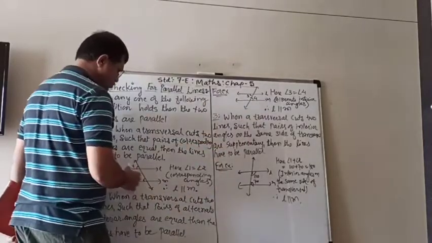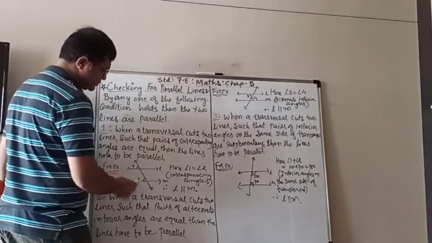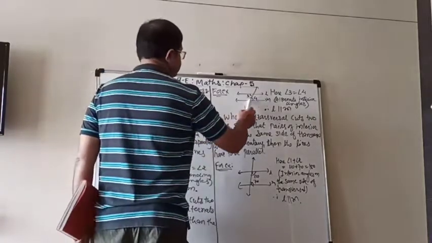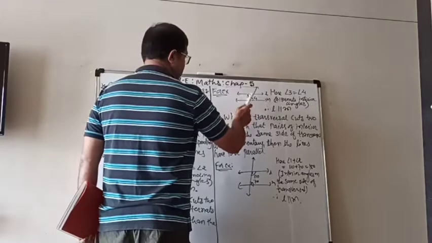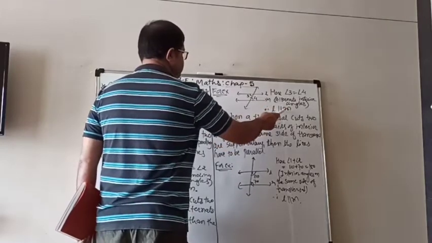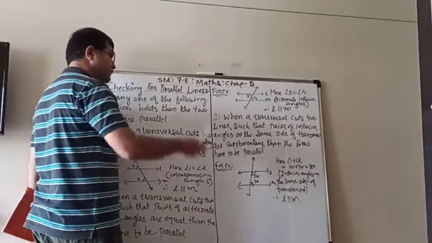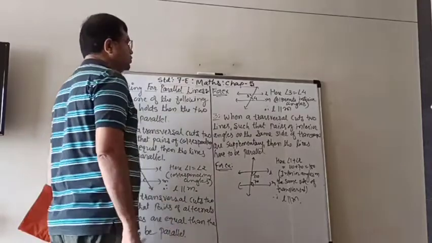Here also you know that we have to check the F. Here an inverted F is there, which makes the corresponding angles. Here it makes a Z. So here the pair of alternate interior angles are equal, and therefore definitely the line L is parallel to line M.